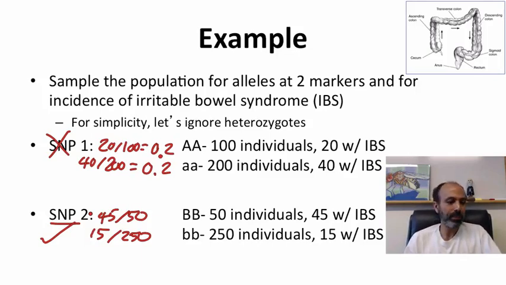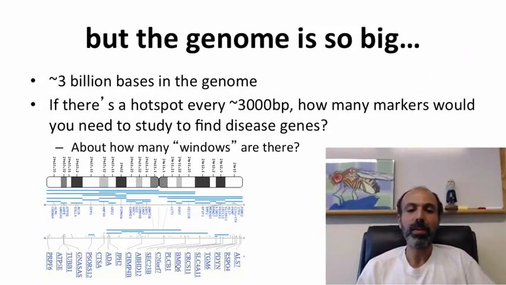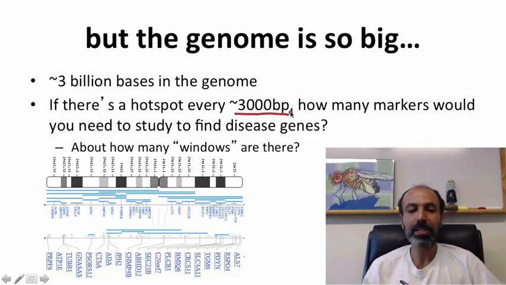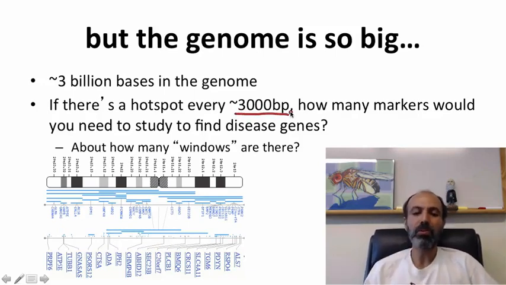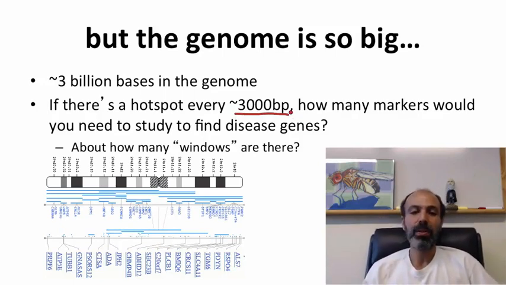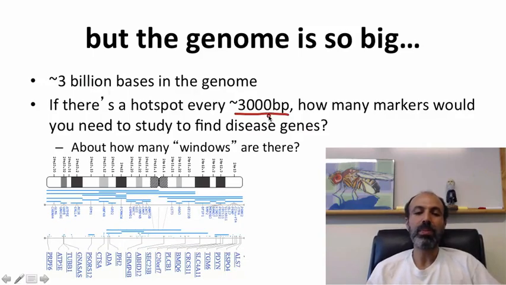Now you may be thinking, the genome's a big place. There's over 3 billion bases in the human genome. And if there's a hotspot, as I mentioned before, every about 3,000 base pairs, how many markers would you need to study to find disease genes? So basically, how many windows are there? There's 3 billion bases total. There's a hotspot every 3,000 base pairs. How many markers do you need to find them?